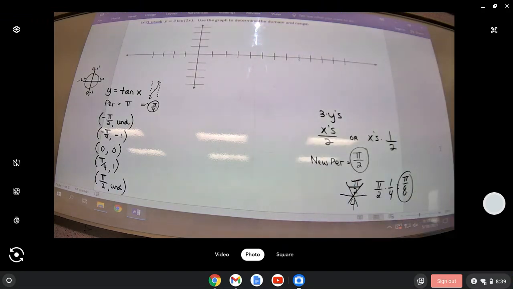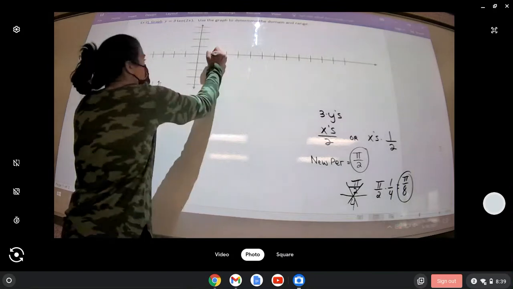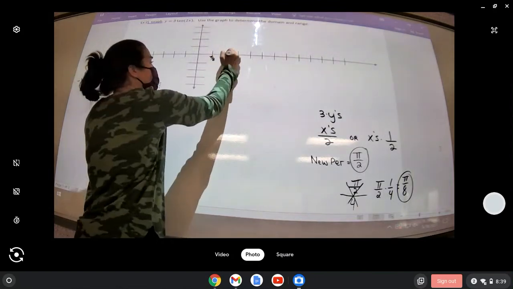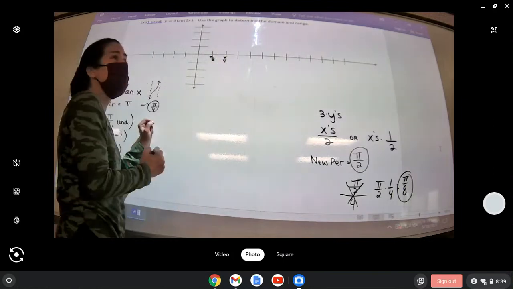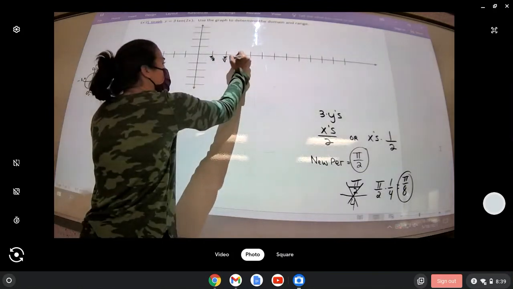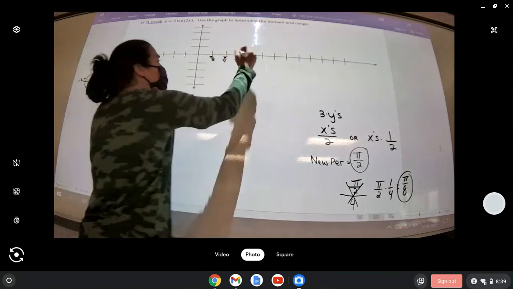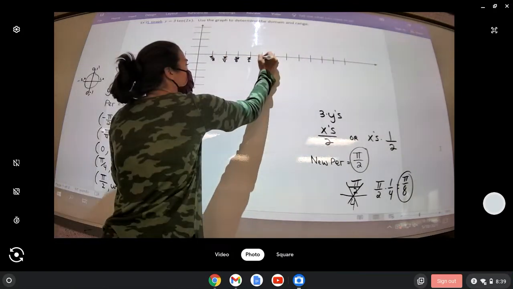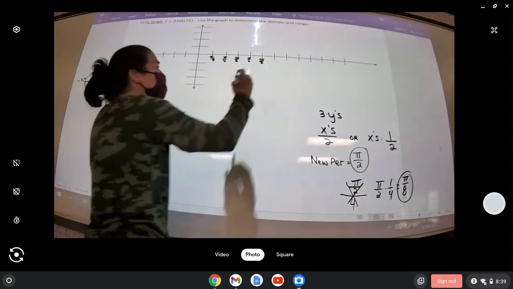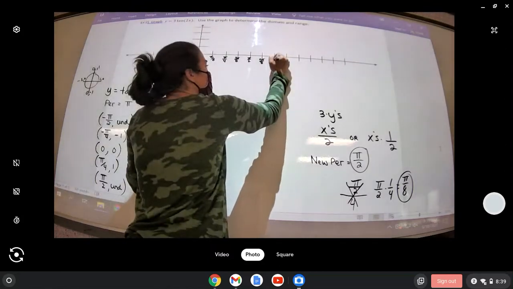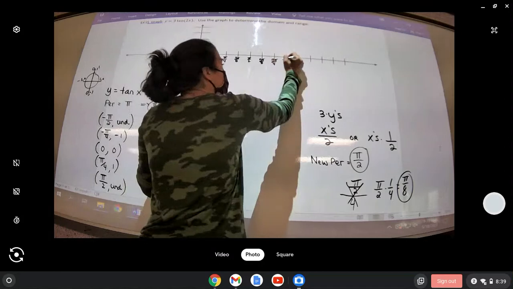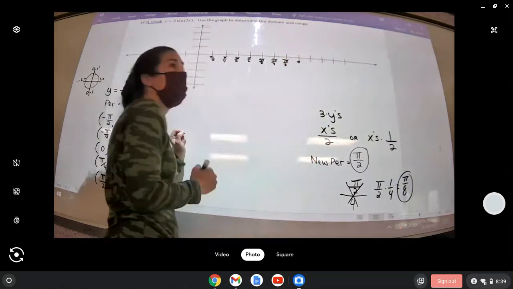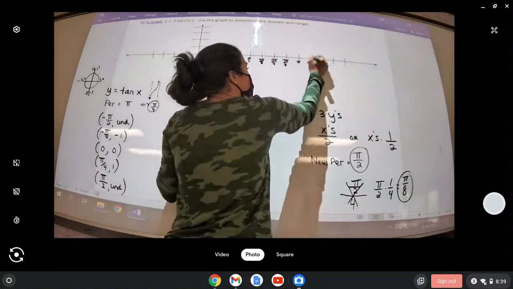So we're going to count by pi's over 8. So this is going to be 1 pi over 8. This is going to be 2 pi over 8, but that reduces to pi over 4. This is going to be 3 pi over 8. 4 pi over 8 is pi over 2. 5 pi over 8, 6 pi over 8, 7 pi over 8, 8 pi over 8, 9 pi over 8.